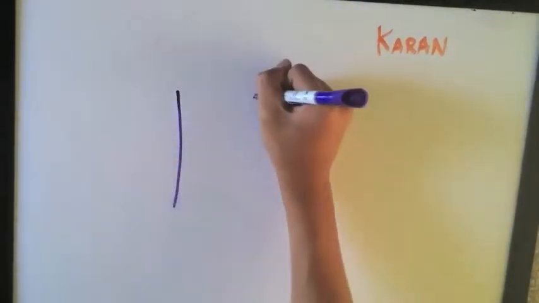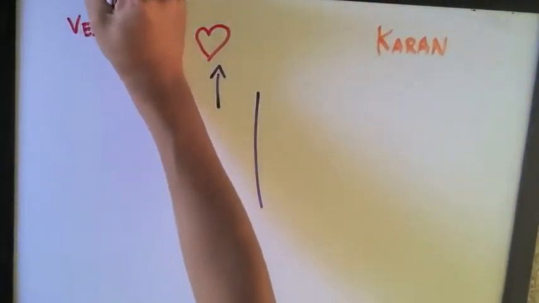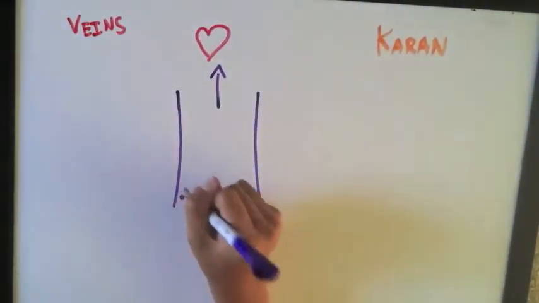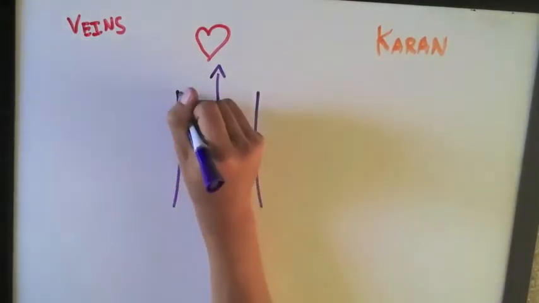Hey, this is Karan. Veins carry the blood back to the heart. Because of the decrease in blood pressure, they have thinner walls than arteries. To accommodate for the large volume of blood traveling through, they tend to have larger lumens, or cavities. Although veins have thin walls, they can still vary from 0.5 mm to 2 mm in diameter.